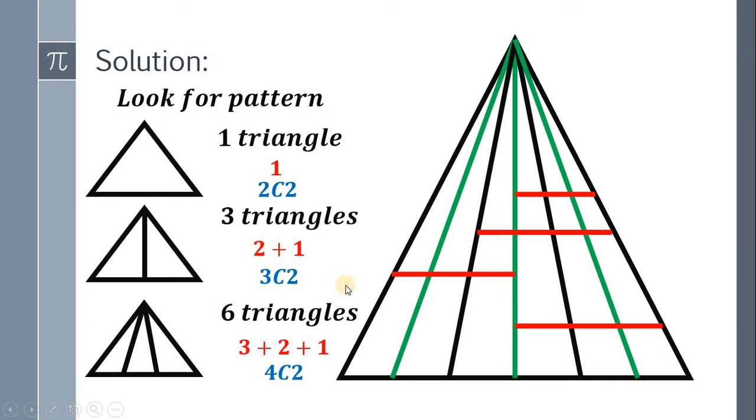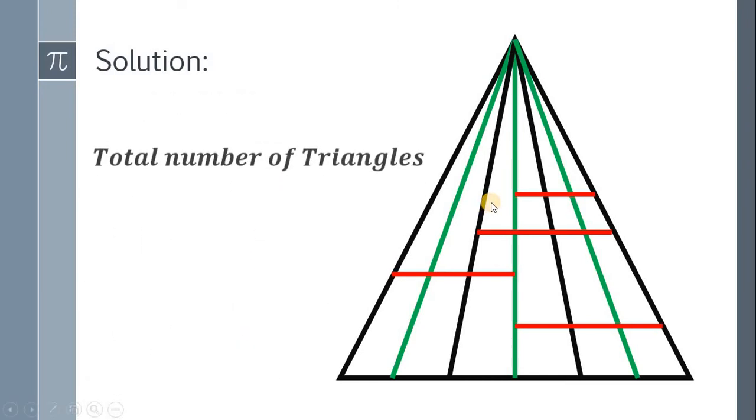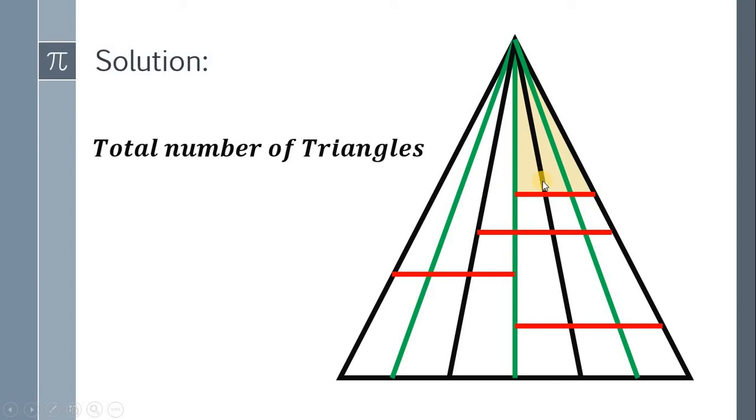Using this pattern, we can now compute the total number of triangles in this picture. So let's start. Consider this small triangle. The question is, how many possible sides are there? So we have 1, 2, 3, and 4, and we need to choose 2. So we have 4 choose 2, or simply 3 plus 2 plus 1, and we have 6. Consider this next triangle. How many possible sides are there? We have 1, 2, 3, 4, and 5. So we have 5 choose 2, or simply 4 plus 3 plus 2 plus 1, or we have 10.